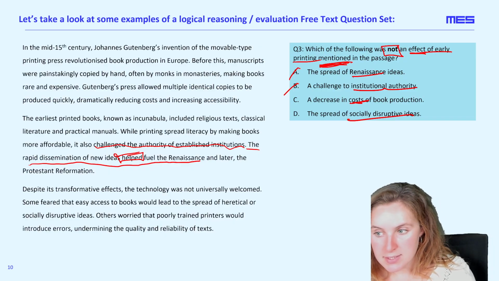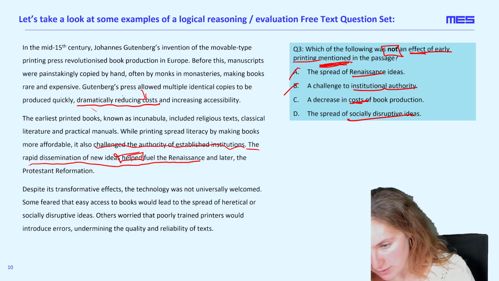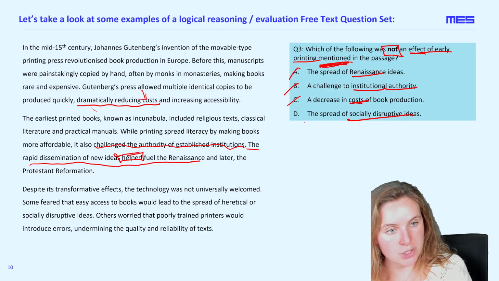A decrease in cost of book productions. We can see here the cost dramatically reducing, and again, we know that this is the case. It allowed these things to happen, which dramatically reduced the cost. And then, so we know that's not true, leaving us with D, but let's check it anyway.